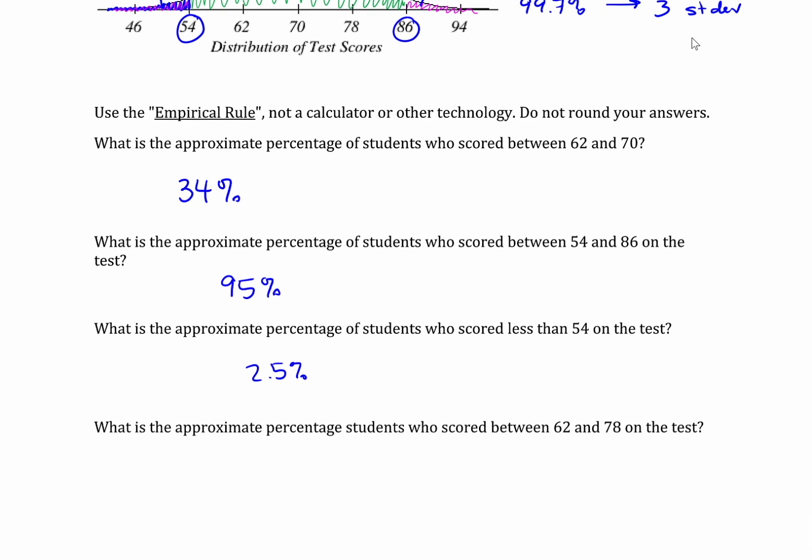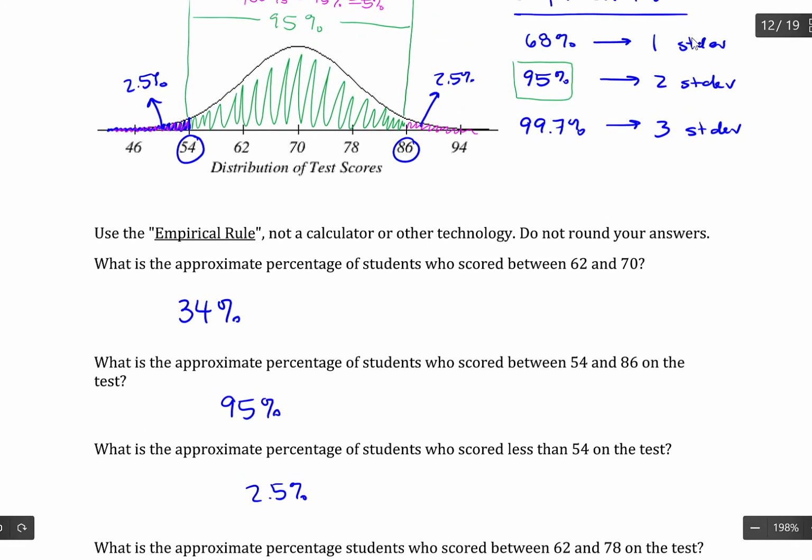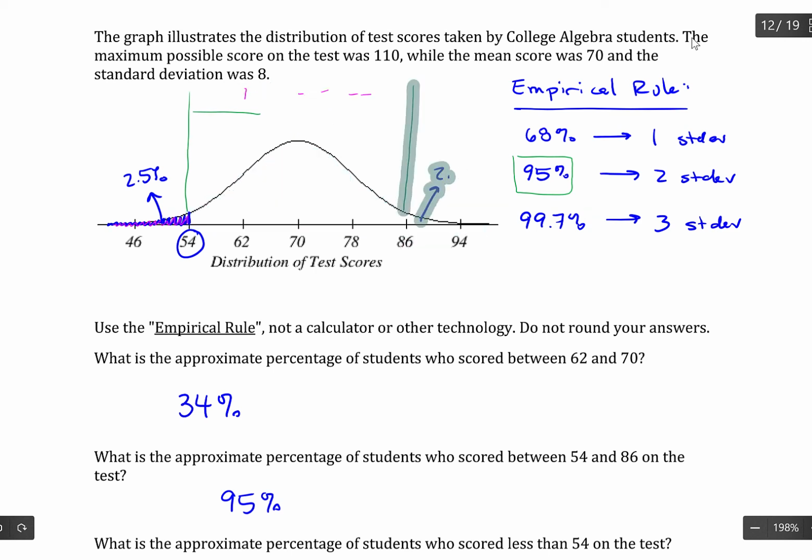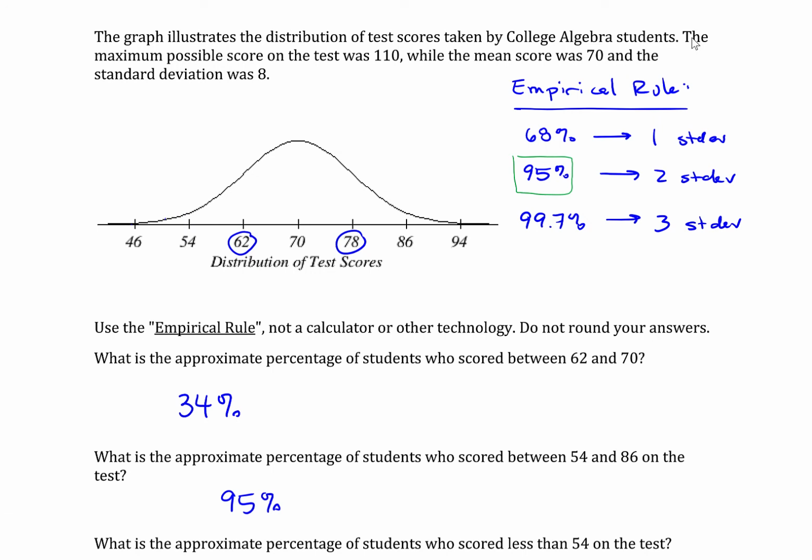And lastly, what is the approximate percentage of students who scored between 62 and 78 on the test? Well, again, getting rid of all the stuff that I've drawn in here. So 62 and 78, those values are right here and right there. Now, to find out how far away those are from the mean, notice that they are each 1 standard deviation below and 1 standard deviation above the mean.